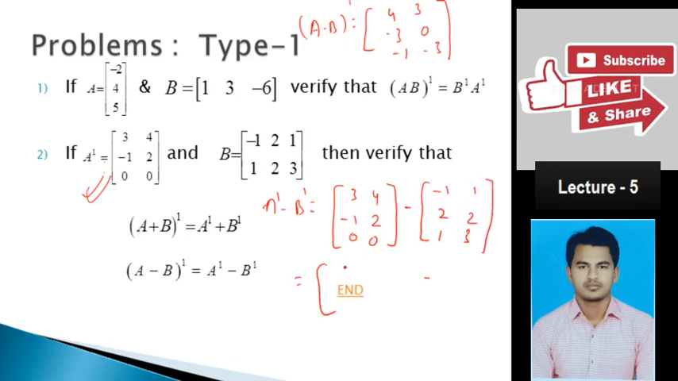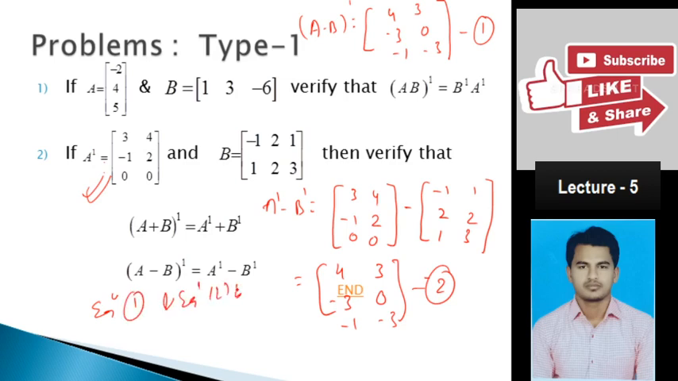3 minus of -1 is 4. 4 minus 1 is 3. -1 minus 2 is -3. 2 minus 2 is 0. 0 minus 1 is -1. 0 minus 3 is -3. Now this is our equation number 2 and this is my equation number 1. Now comparing equation number 1 and equation number 2, (A - B) whole dash is equal to A dash minus B dash.